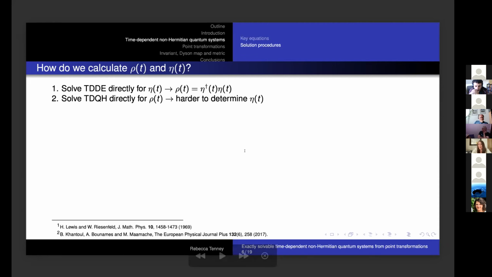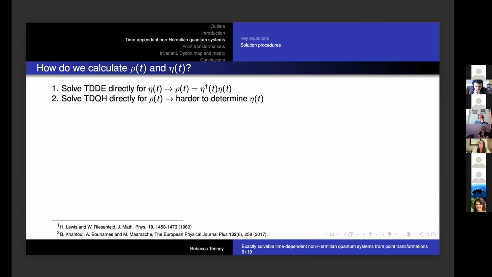Even if the Dyson map is real, when you take the square root of the metric, you don't know if you're taking the positive or the negative. But what both of these solution procedures have in common is that there is a time derivative term in the Dyson equation and the quasi-Hermeticity equation. So when you do actually go about solving it for a system, you end up solving sets of coupled differential equations, which can get quite involved.